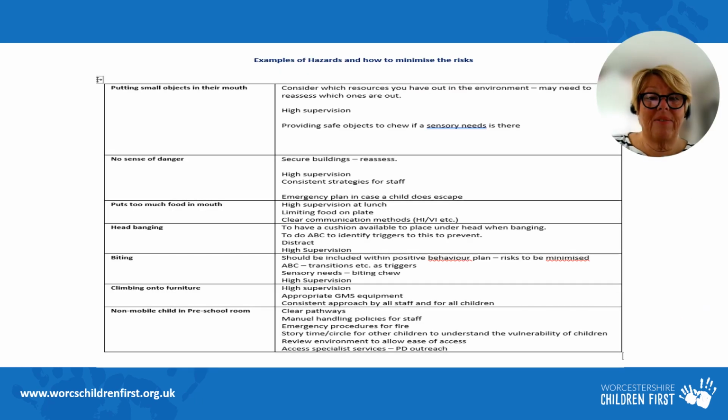Here are some examples of hazards and how to minimise the risk. These are very specific to an early years setting. So, for example, putting small objects in their mouth: you would consider which resources you have out in the environment, and you may need to reassess which ones are out. That's going to need a high level of supervision, providing safe objects to chew if sensory needs are required.